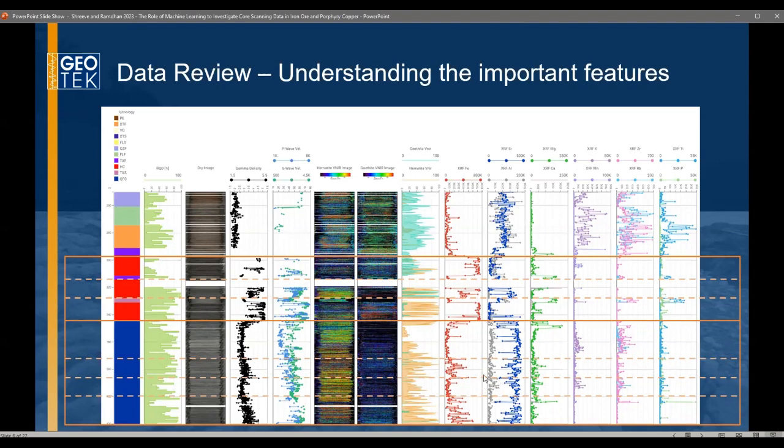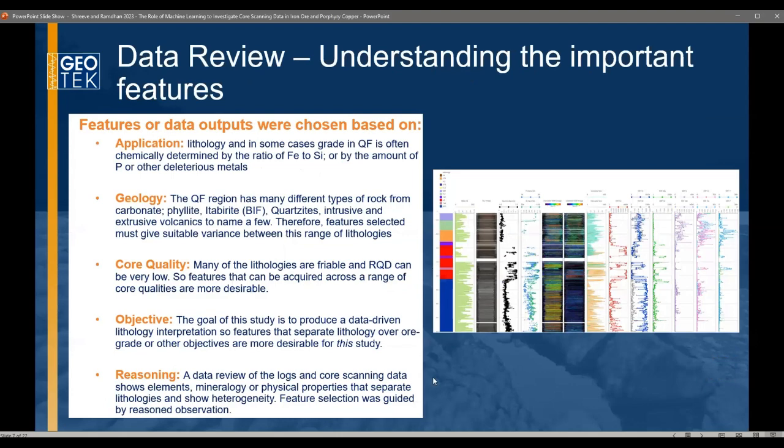So this tells us that the core scanning data is giving us information about stratigraphy, and it gives us a guide to what features or data might be useful for predicting lithology. But we have to select which are the most important features. And we've done this based on 5 key things: application, geology, quality of the core, objective, and the reasoning behind it. These are 5 important bits.